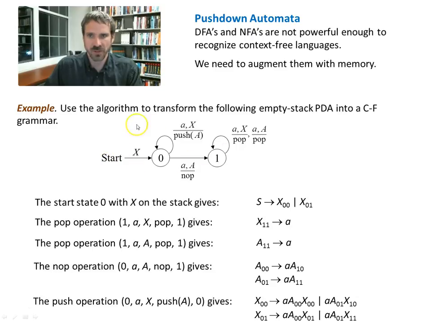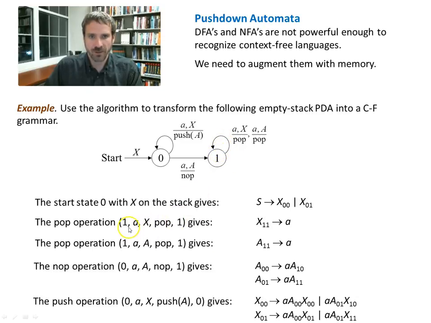So here's an empty stack PDA. We'll convert this into a grammar. State 0 gives S goes to X00 and X01, based on these two transitions using the rule from the previous page. Then the pop operation, that's going to be this one over here on state 1. So we should be able to translate this PDA instruction from this tuple form into the diagram form.